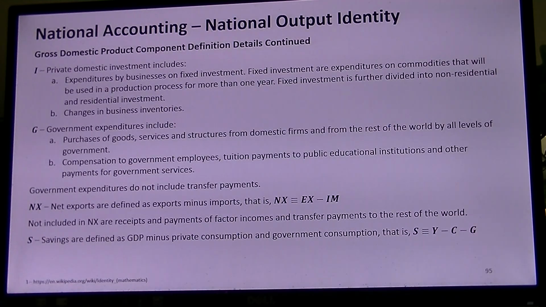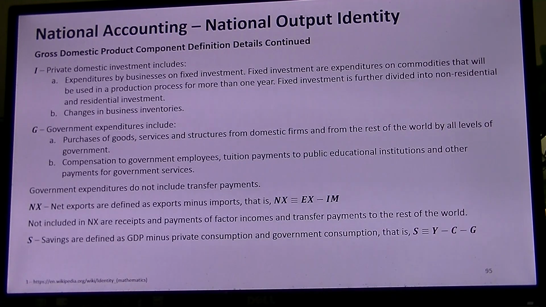Private domestic investment is denoted by the letter I. That's two parts. Expenditures by businesses on fixed investment. Fixed investment are expenditures on commodities that we use in a production process for more than 1 year. If a business buys a computer, for example, and that will be used in the production of goods and services, that typically lasts for more than a year. Well, that's a fixed investment.